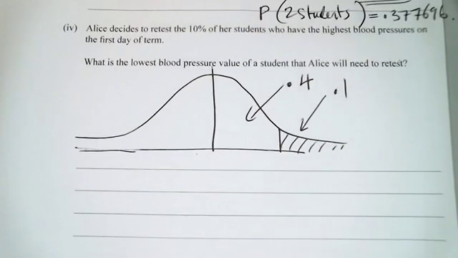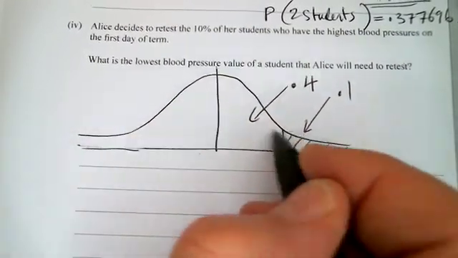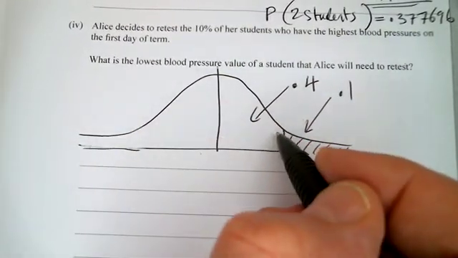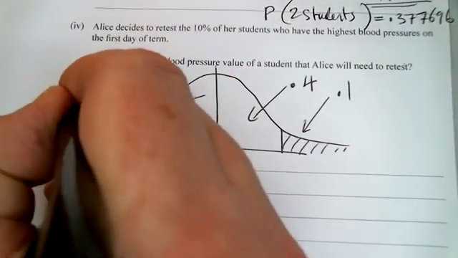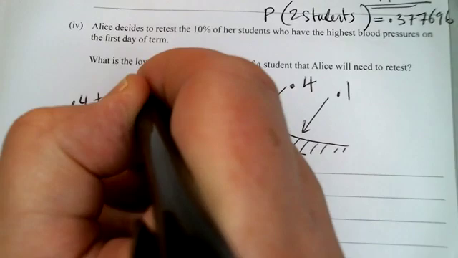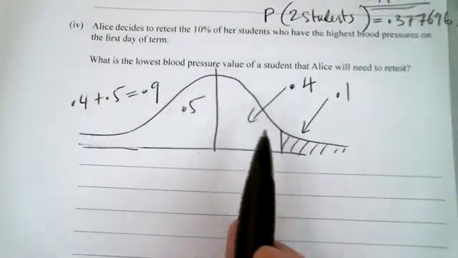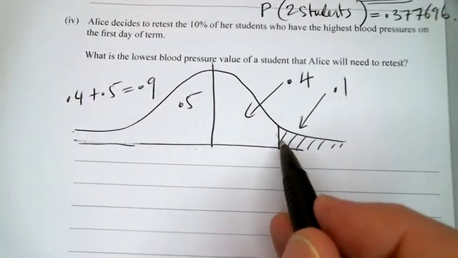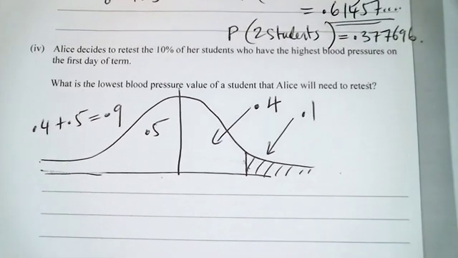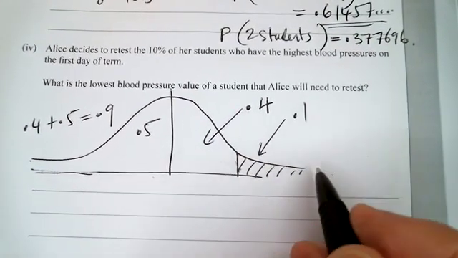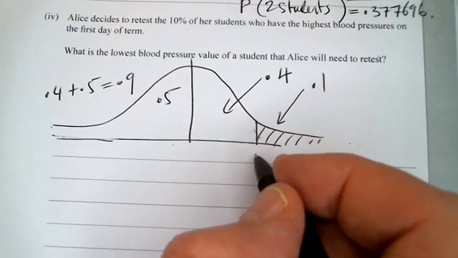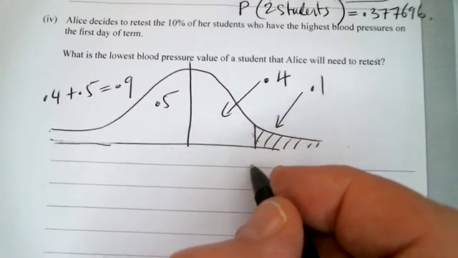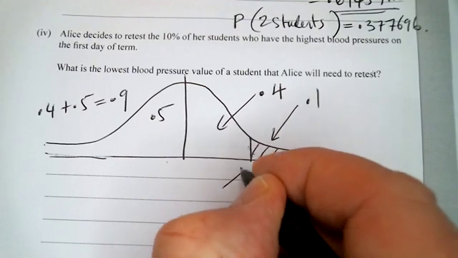And we know that must be 0.4 because the whole lot up to there must be 90%. So this is 0.5, 0.4, and 0.4 plus 0.5 equals 0.9. So that's the 90% below there, which means 10% must be above there. So these are the 10% with the highest blood pressure. So what we want to do is find the lowest blood pressure value. So we need to find this blood pressure value here.